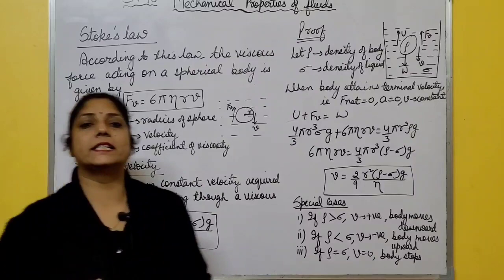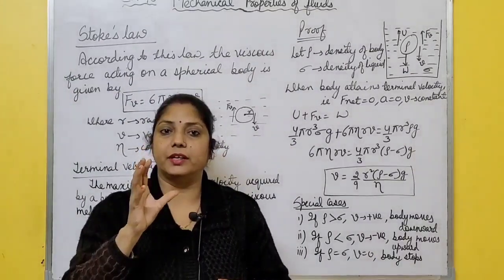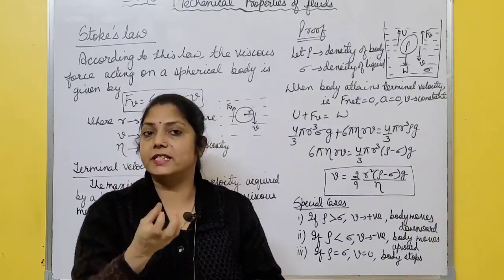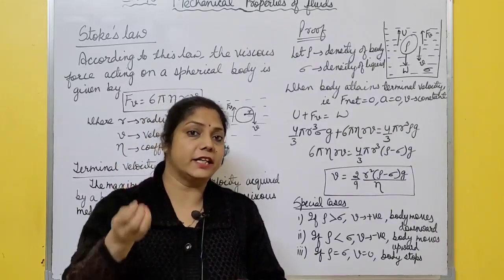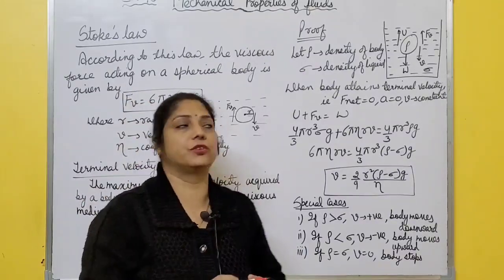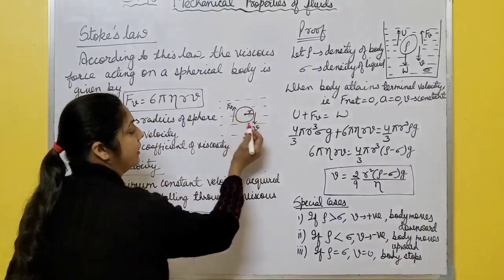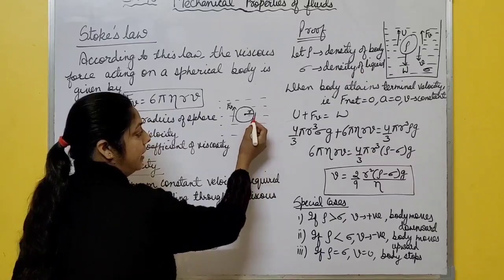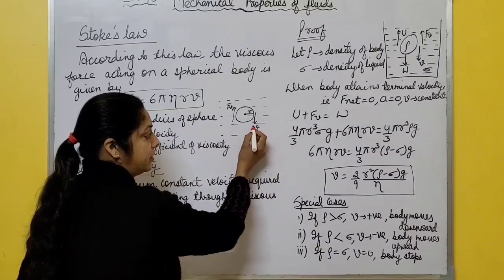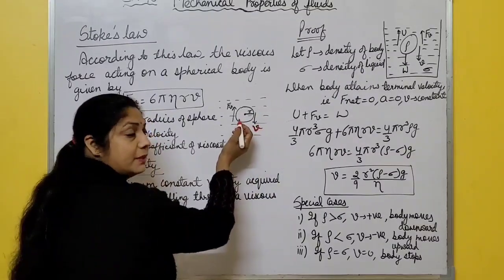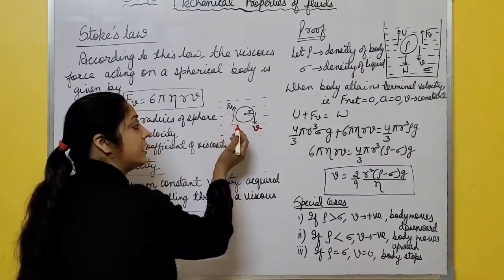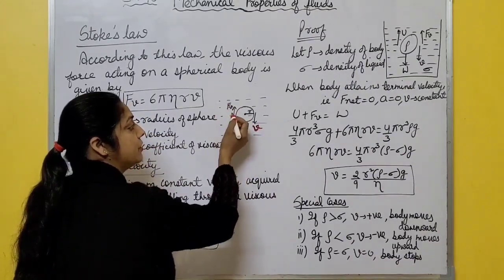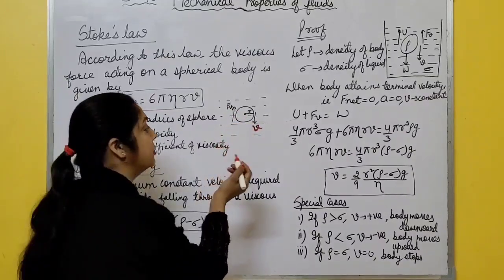Stokes law. What is this? When any spherical body moves through a liquid, what happens? It experiences some viscous force in a direction opposite to the direction of motion. Suppose this is a spherical body moving through this viscous liquid and its direction of motion is downward. Its velocity is in the downward direction. So it experiences viscous force in the opposite direction, which means upward. So this force tries to retard its motion, right?